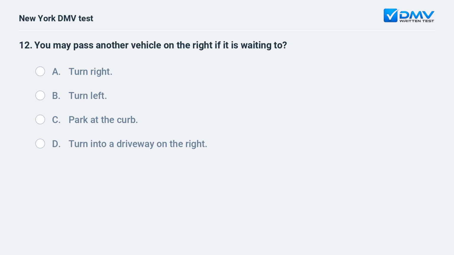You may pass another vehicle on the right if it is waiting to. A. Turn right. B. Turn left. C. Park at the curb. D. Turn into a driveway on the right.